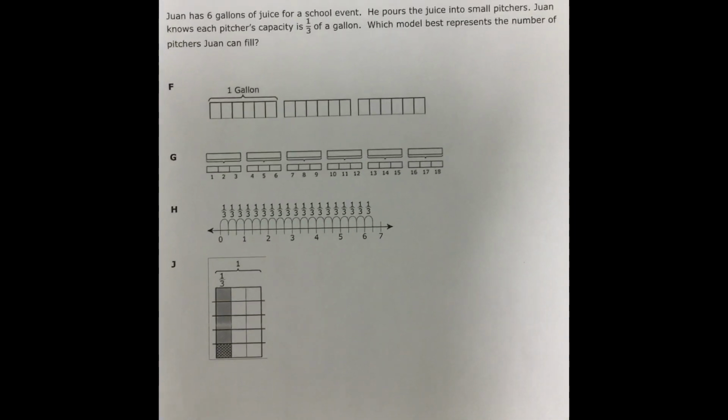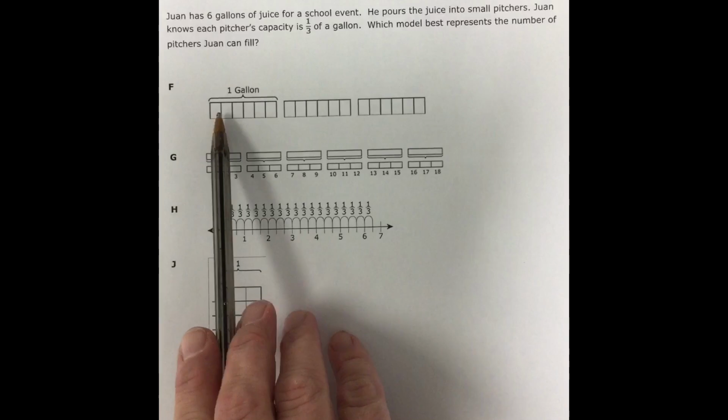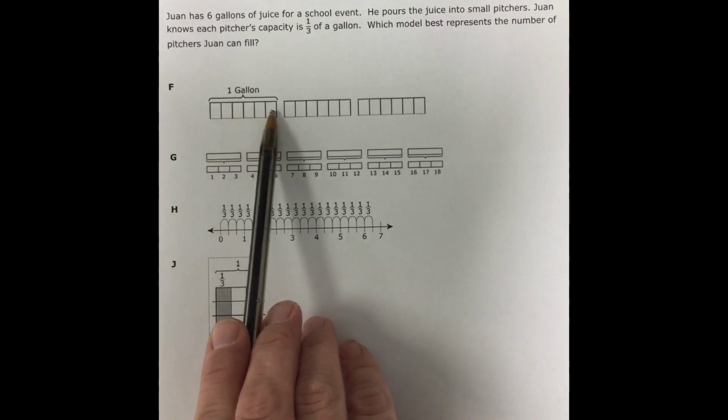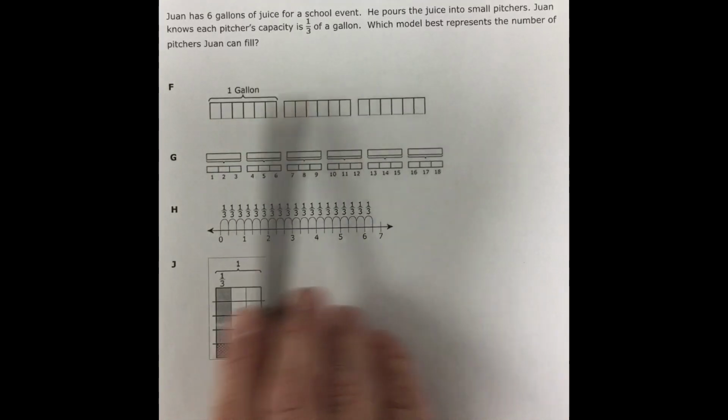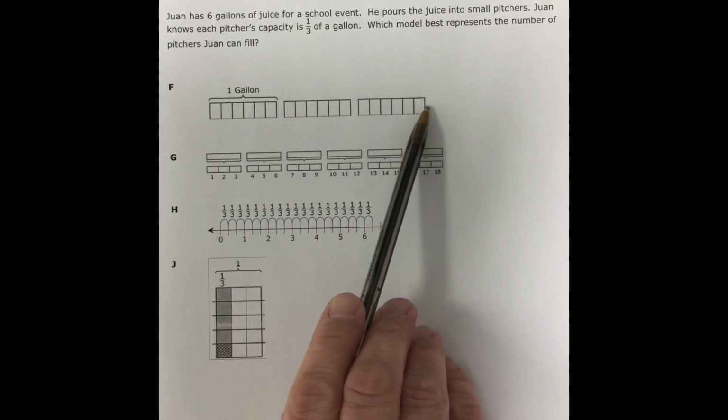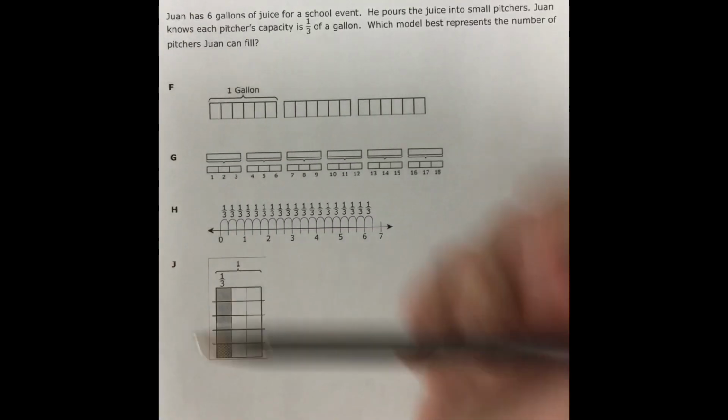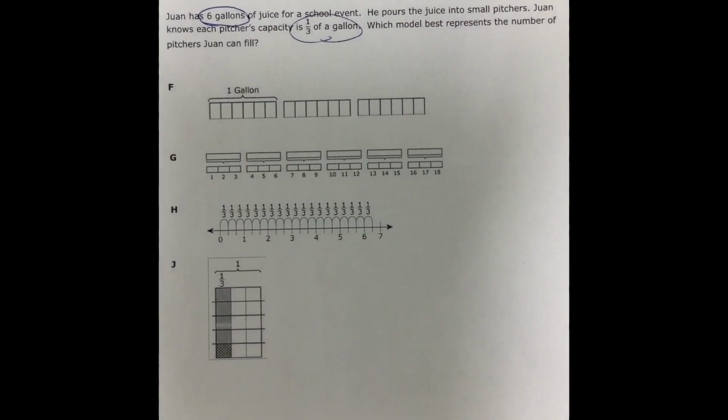Same thing with this one. Juan has 6 gallons of juice for a school event. He pours the juice into small pitchers. Juan knows each pitcher's capacity is 1/3 of a gallon. Which model represents the number of pitchers Juan can fill? Okay. Well, 1, 2, 3, 4, 5, 6. So there's 3 models broken into 6. Ours says 6 gallons into thirds, right? So I know F is out.